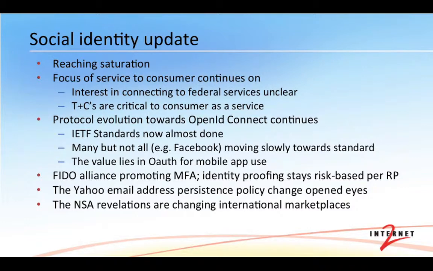So, social identity update. We all have our Gmail and Yahoo accounts. And in fact, in the US, this stuff is reaching saturation. Notice that the focus of service to the consumer continues, but it's really that you are the product that Google wants. And be very clear about that, it's you, and so they will be harvesting all your information, as you well know, and I'll talk a little bit about some of those activities when we talk about a privacy manager.